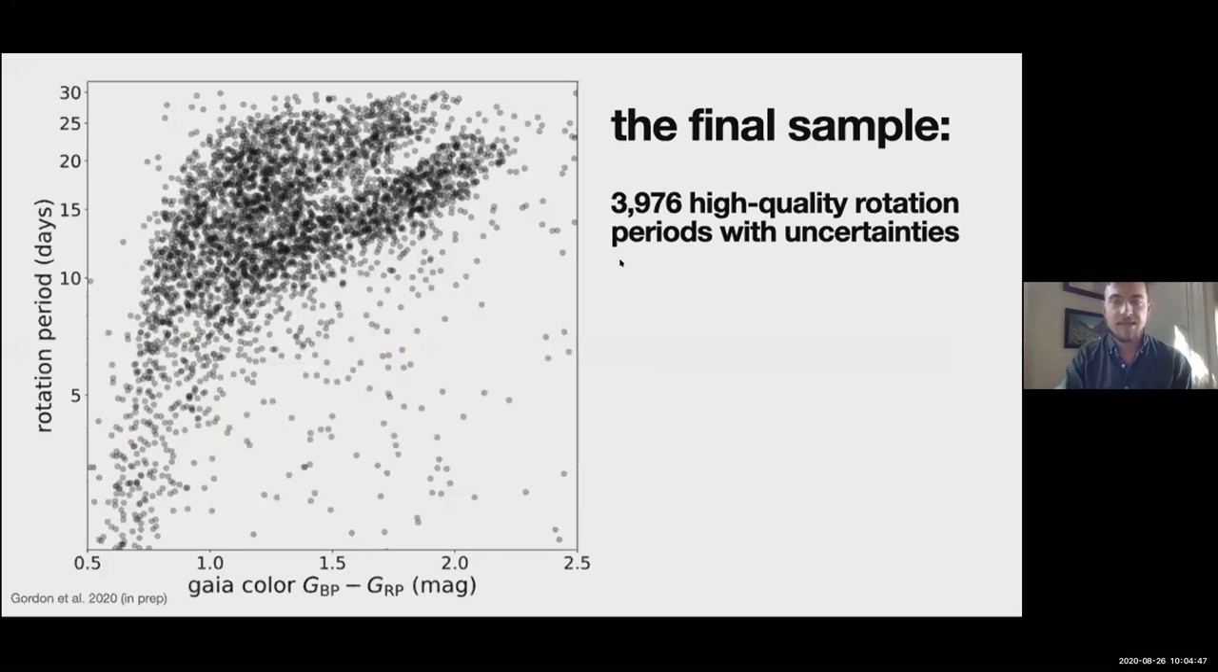And so this is what that final sample looks like. This is almost 4,000 high quality rotation period measurements, and each of these has an uncertainty inferred from the MCMC.